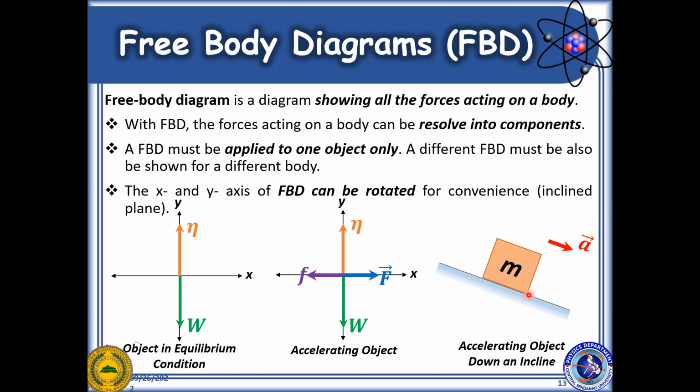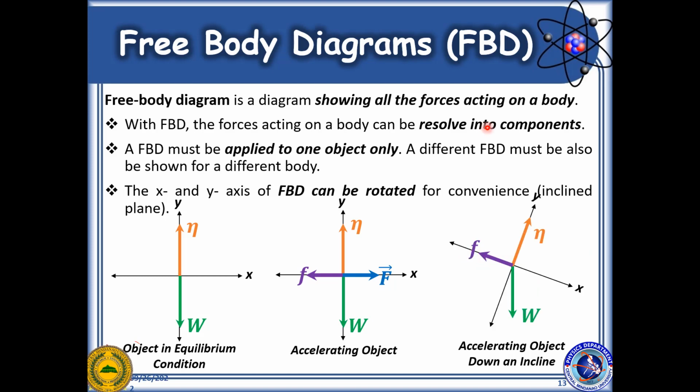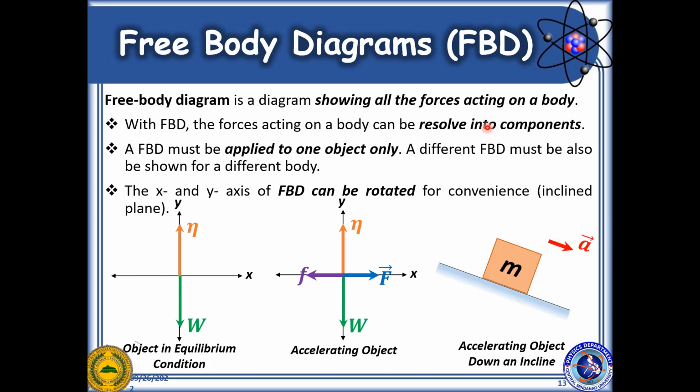All right, here comes another surface, and the same box is on it. It is accelerating in this direction. How many forces are acting on this? There are three: the normal force, the gravitational force, and the frictional force, since there is no applied force. Take note that the normal force is always perpendicular to the surface.